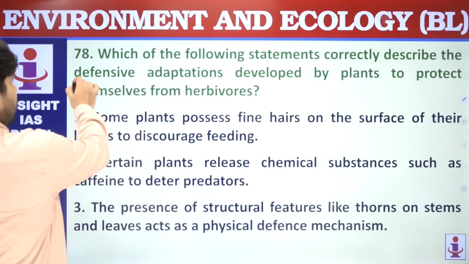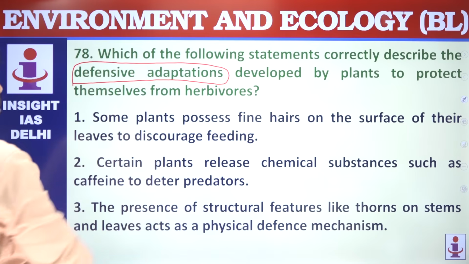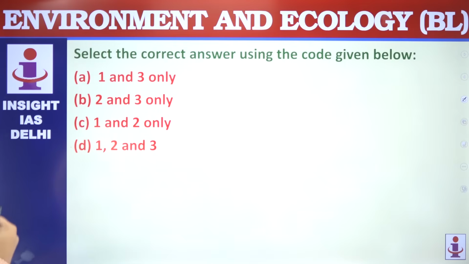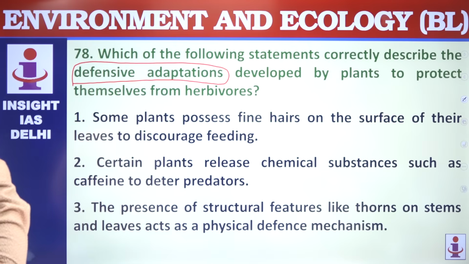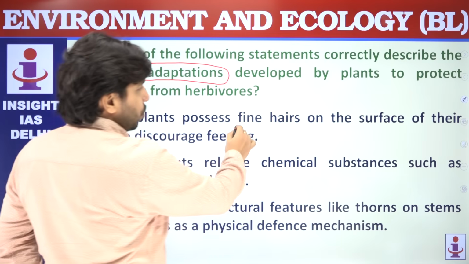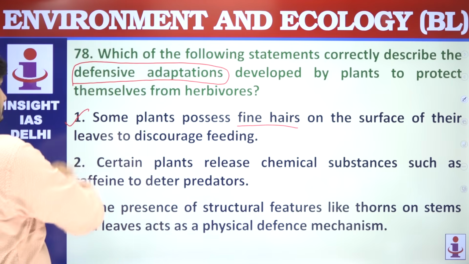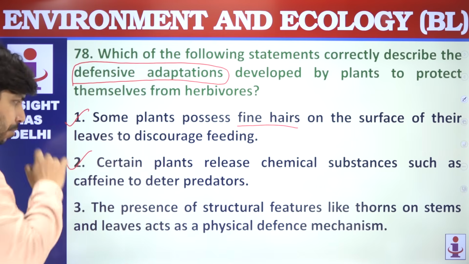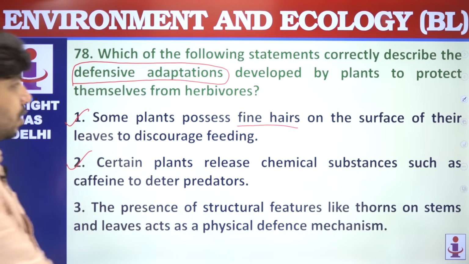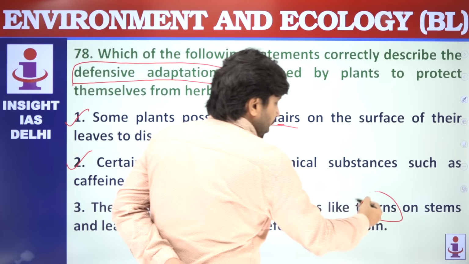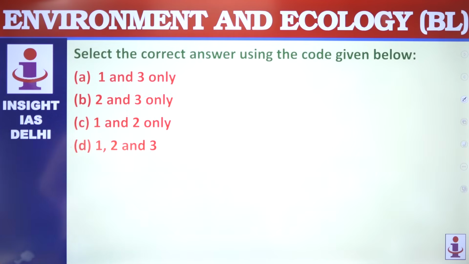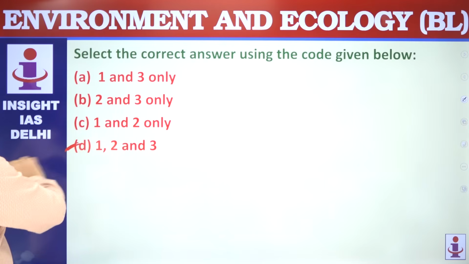Defensive adaptations. Defensive adaptations developed by plants to protect themselves from herbivores. So 4 are given. And what are defensive adaptations? Some plants possess fine hairs on the surface. This is certainly a defensive adaptation. Certain plants release chemical substances. This is also a defensive adaptation. Presence of structural features like thorns. Here it is hair, it is thorns. That is also a kind of defensive adaptation. So all three are correct features. 1, 2 and 3 will be your correct answer.